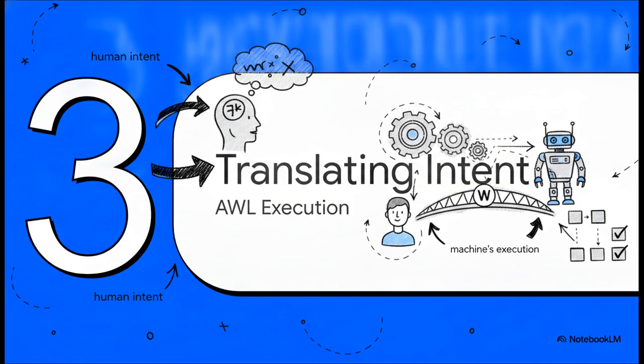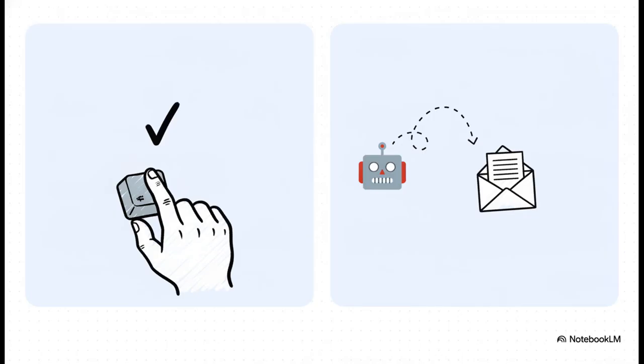Number 3, translating intent with AWL. So how do we actually get these agents to know what we want them to do? Well, we use the Adept Workflow Language, or AWL. This acts as the critical translation bridge between your human intent and the machine's actual execution. Notice the incredible flexibility you get here. AWL is a safe, deterministic subset of JavaScript.